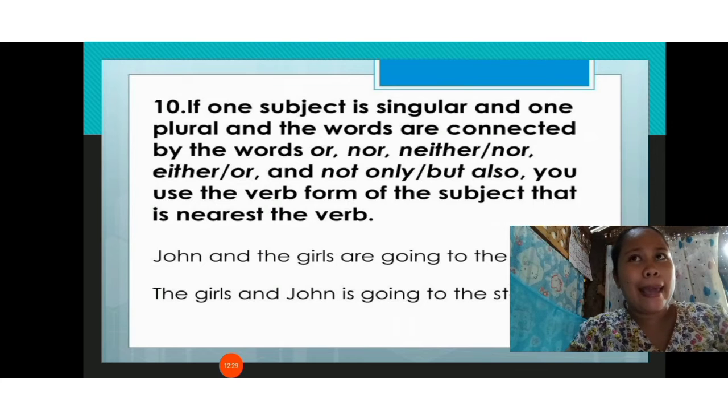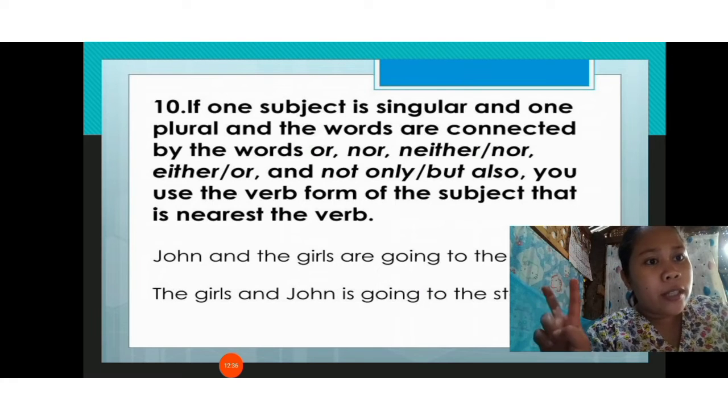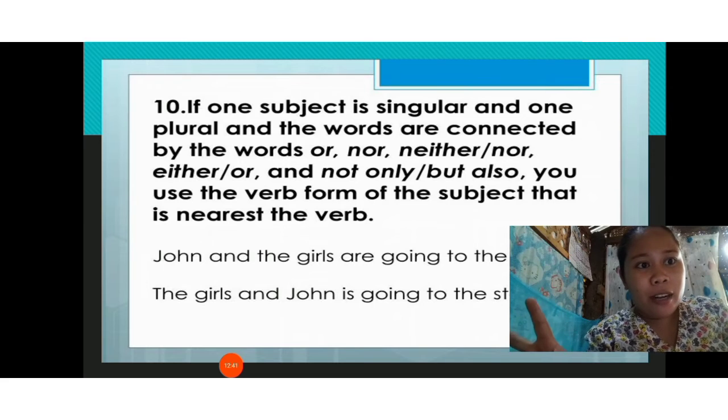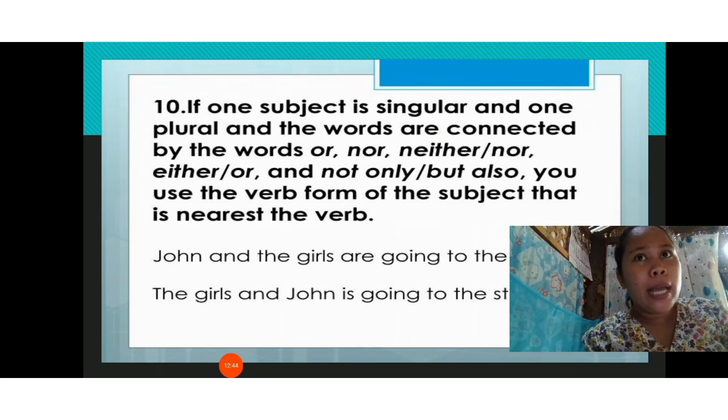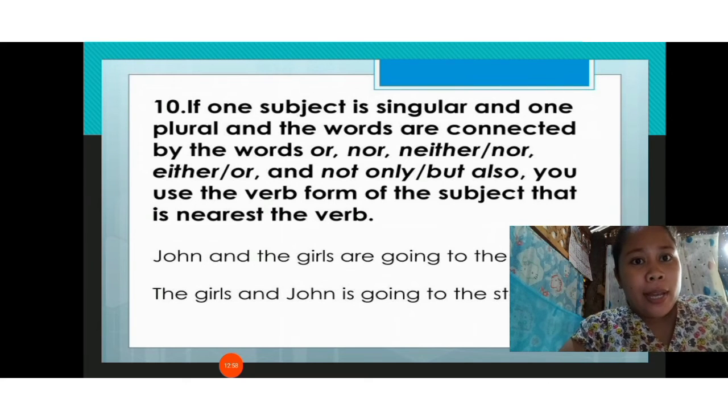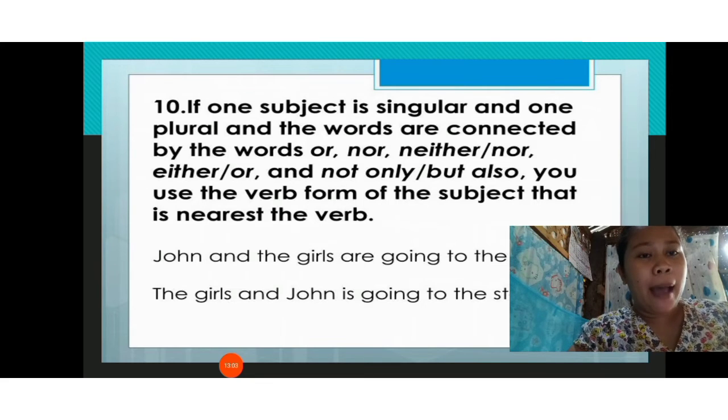So for the seventh rule, we will use the singular form of the verb if two subjects are both singular and are connected by these words. For the ninth rule, if both subjects are plural and are connected with these words, we are going to use the plural form of the verb. For the 10th rule, if one subject is singular and one is plural, we are going to take a look at the nearest subject.